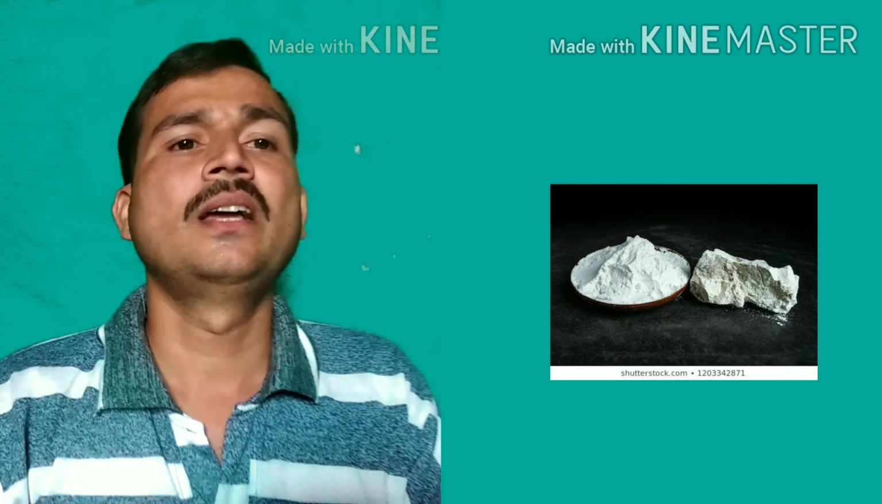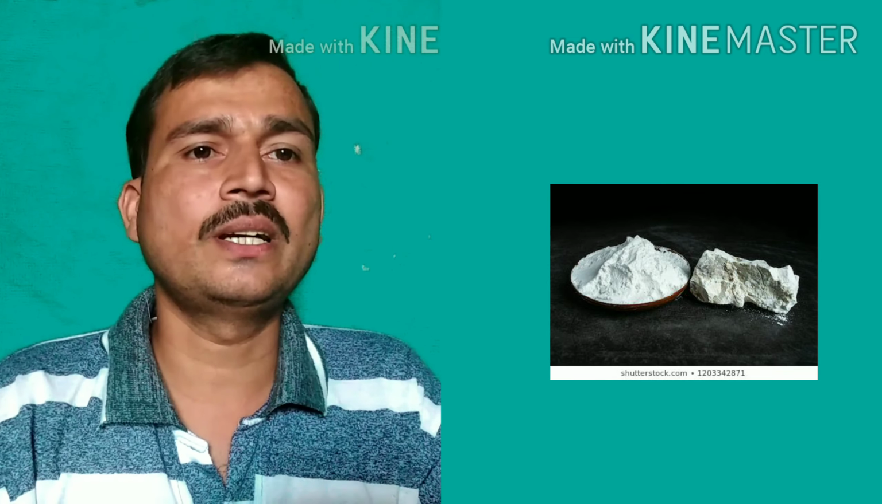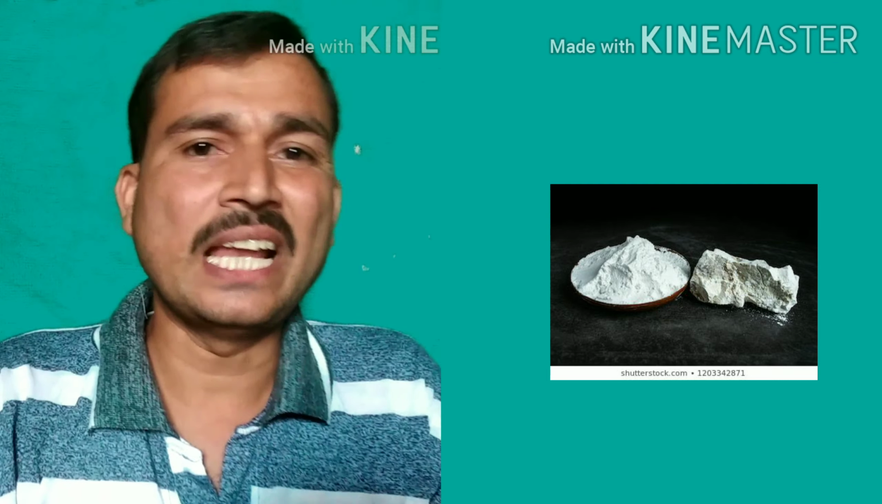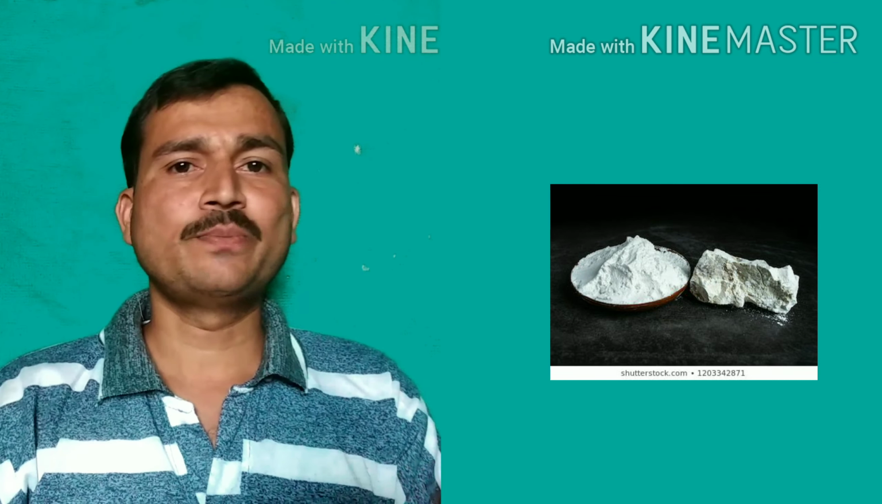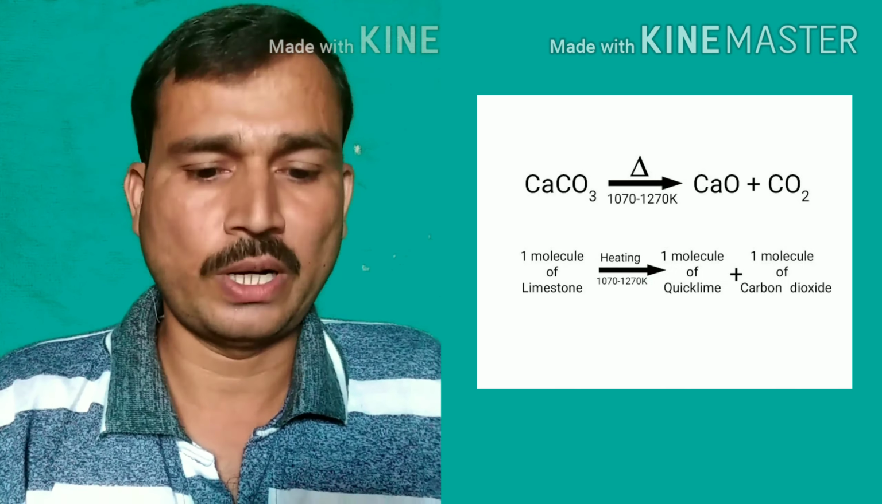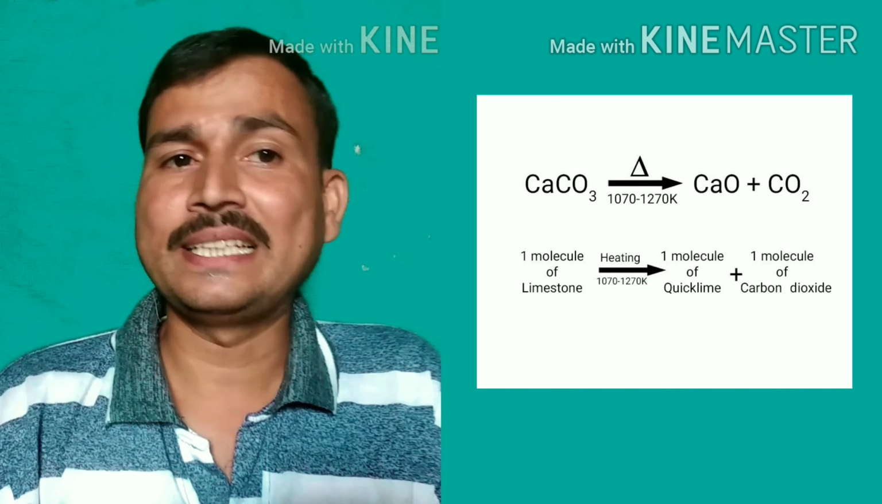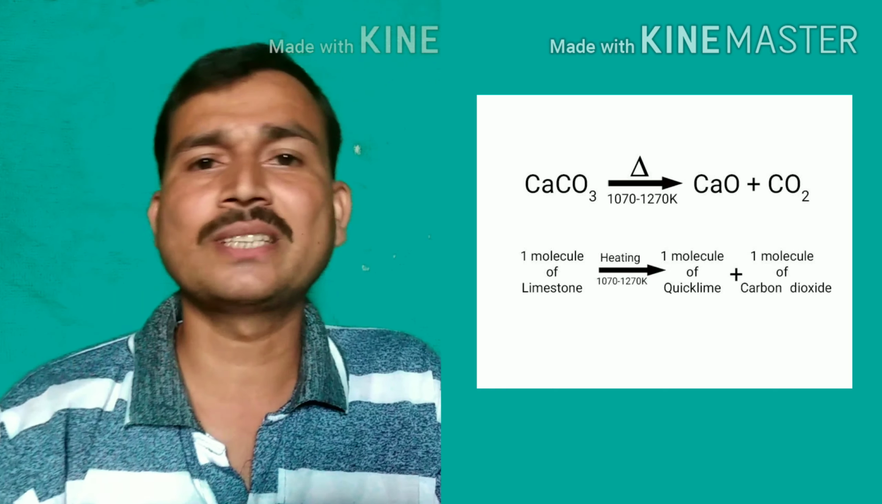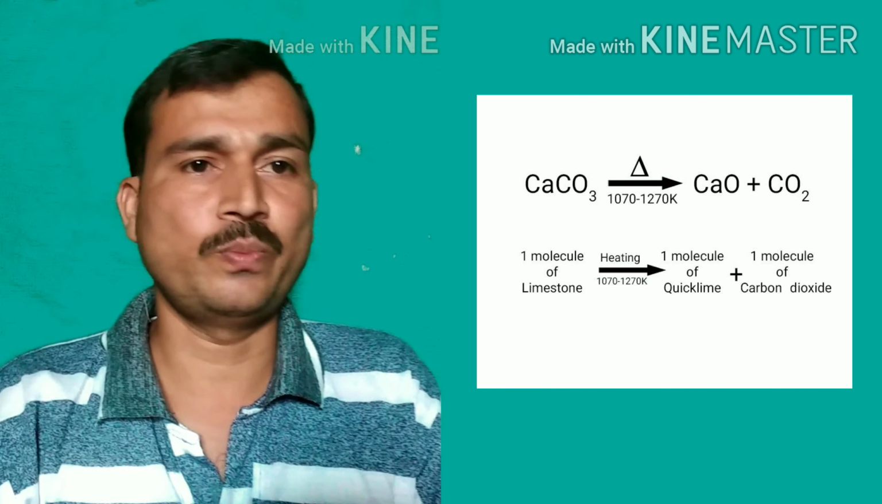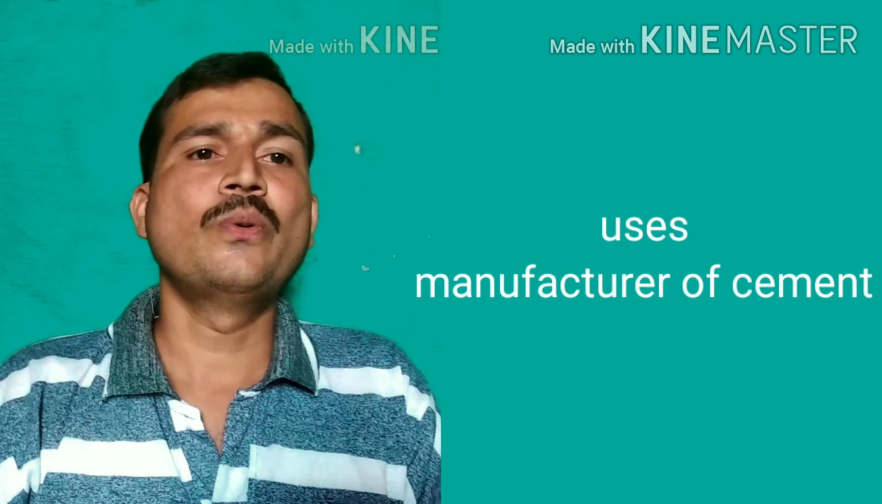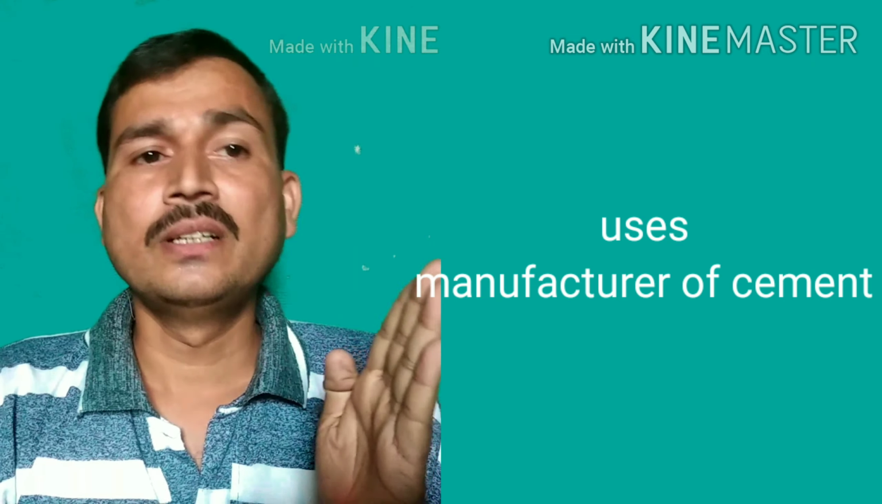Another example for decomposition reaction is limestone, whose chemical formula is calcium carbonate. When we heat calcium carbonate, limestone, it splits into two products. Those are calcium oxide and carbon dioxide gas. Calcium oxide is used for various purposes. Calcium oxide is called quicklime, and it is used to produce cement, glass, etc.